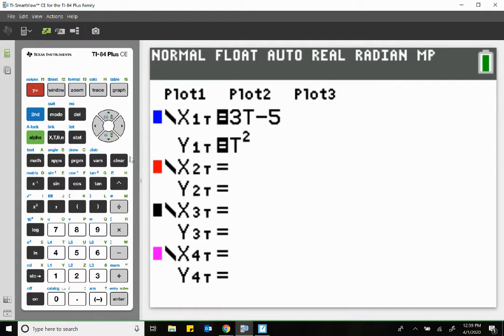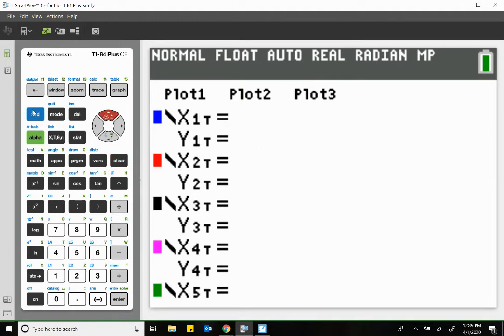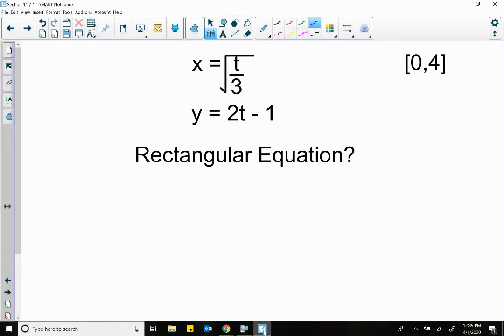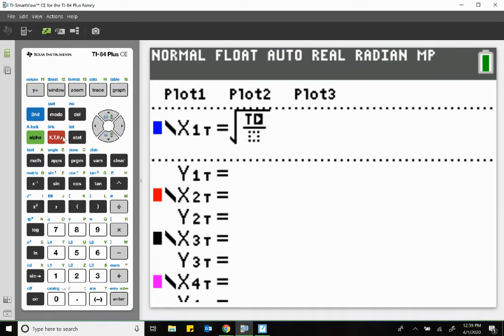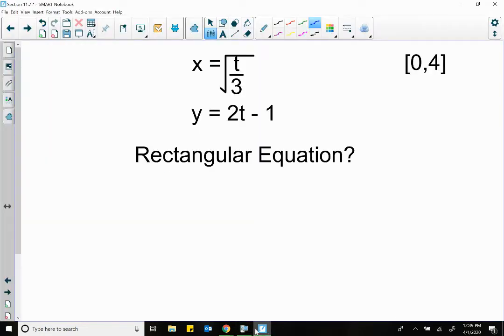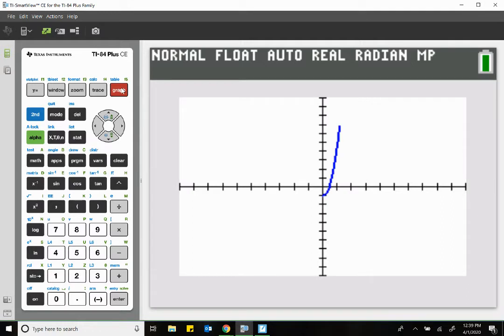Go in here and put in your equation. Let's clear this guy out. We're going to put in the square root, alpha y equals, and it is t over 3. Scroll down to the next one, and we're going to put in 2t minus 1. And graph. And there's what it looks like, and you just find the graph that matches that one.